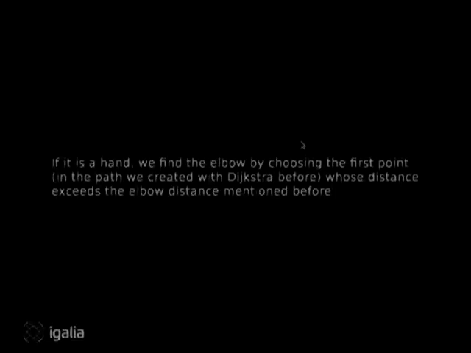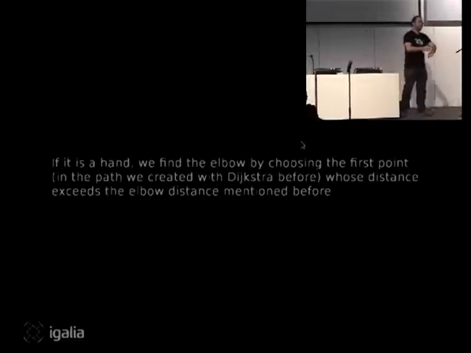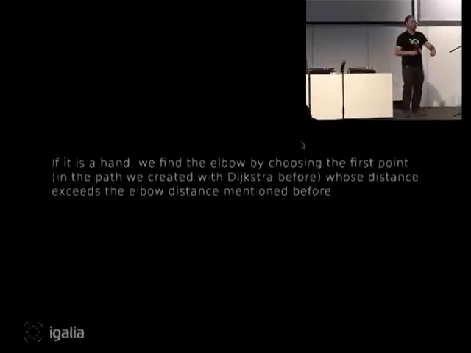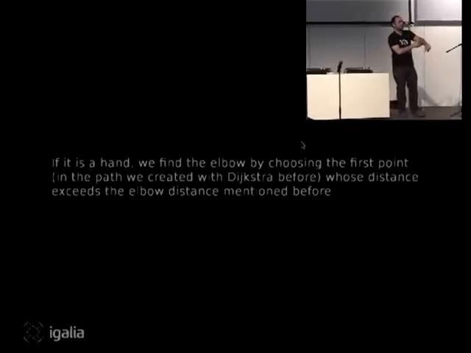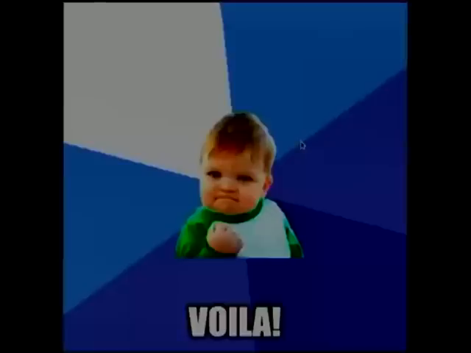Still, if you find a hand, we still need the elbow. So what we do is use the path that we calculated before from the extrema to the shoulder, and we check the point that is close to that elbow distance. So it will always give you a point that is really close to the elbow, this way. And you got yourself skeleton tracking with this.